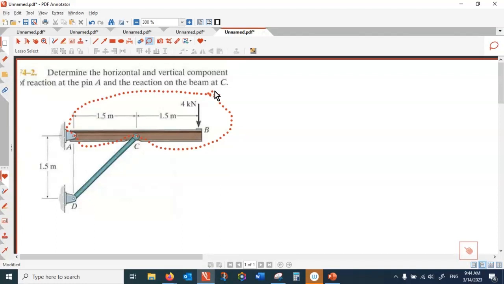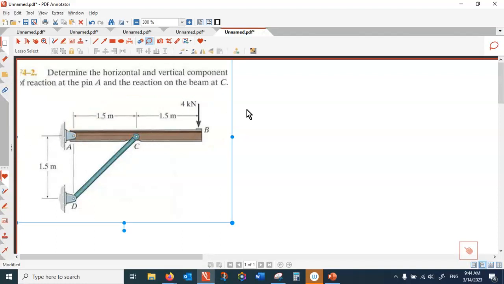3, 4, 2 here, 2 there. How many reactions altogether? 4. And how many conditions I have to solve? I only have 3 conditions. 3 conditions, 4 unknowns. Is this solvable? It's not solvable. Unless you have a little piece of information which I gave you elsewhere.